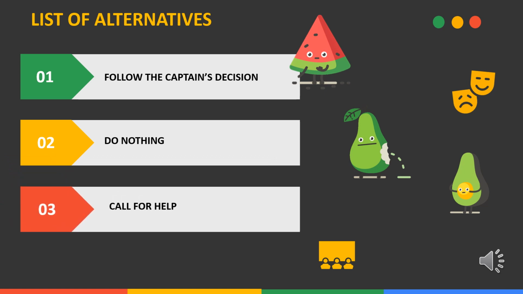List of alternatives. First, follow the captain's decision. Second, do nothing. And third, call for help.